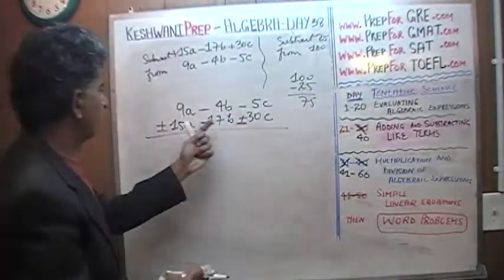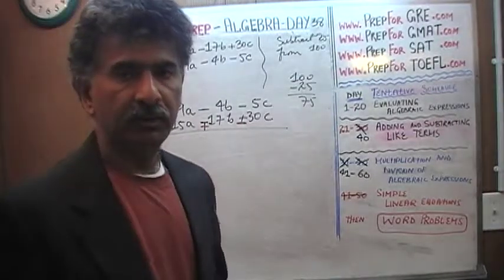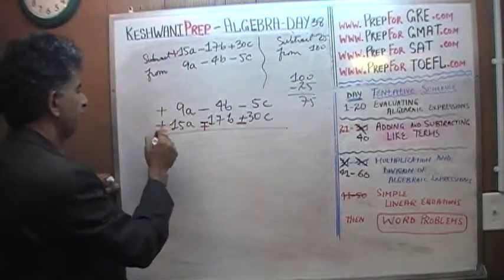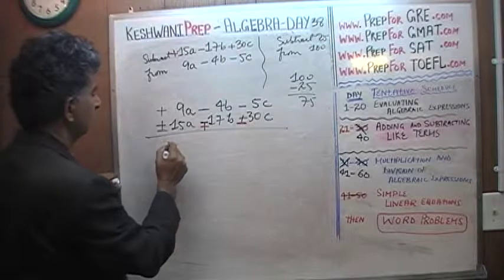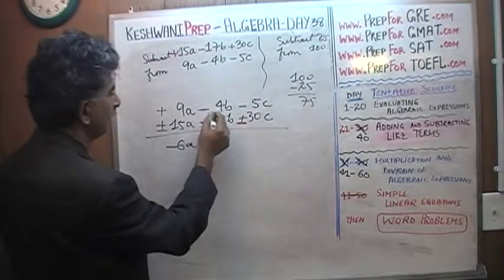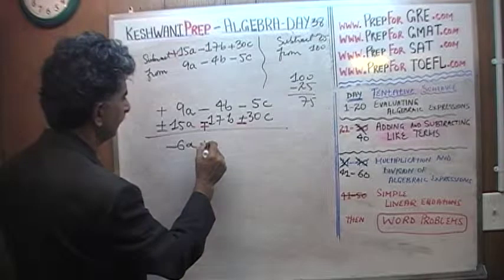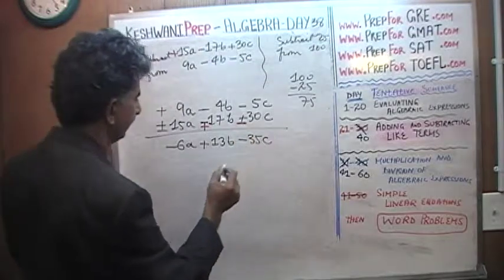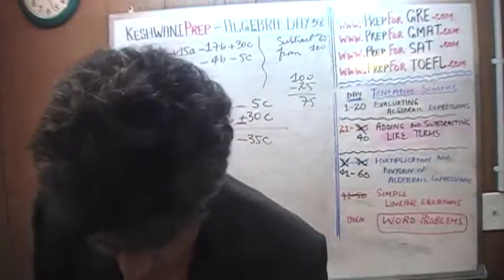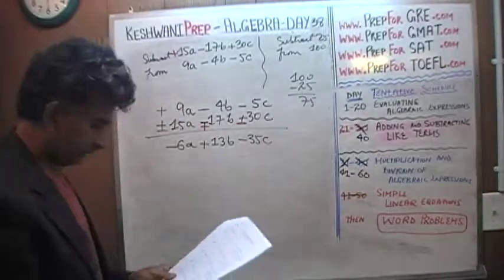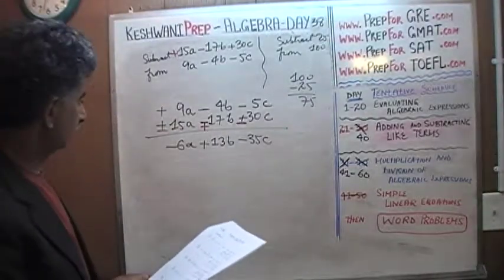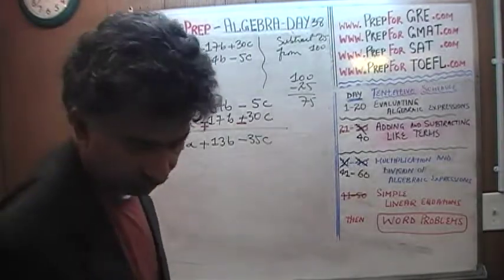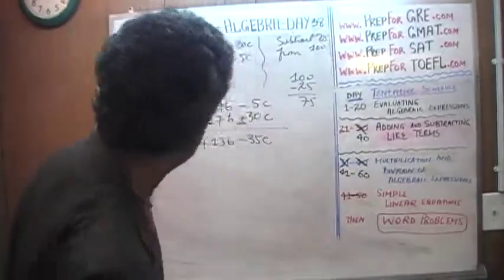So that's why we change the sign right away, because once you change the sign of the coefficients, it's just simply a matter of adding the two coefficients together. So we have a positive 9 and a negative 15 will give us a negative 6a. Negative 4 and a positive 17 is going to give us positive 13. Negative 5 and a negative 30 is going to give us negative 35c. Let's see if the answer agrees with what I have in my notes here, to make sure that I did not make a boo-boo. Negative 6a plus 13b minus 35c. That's it. That's your answer.